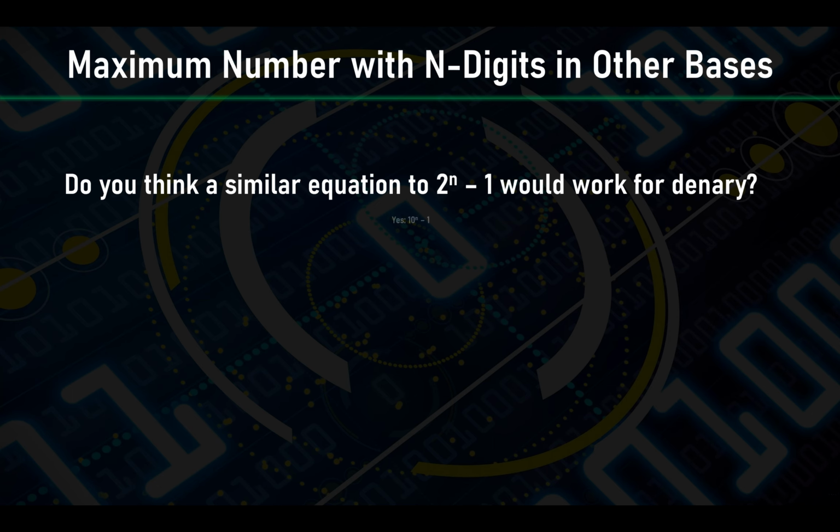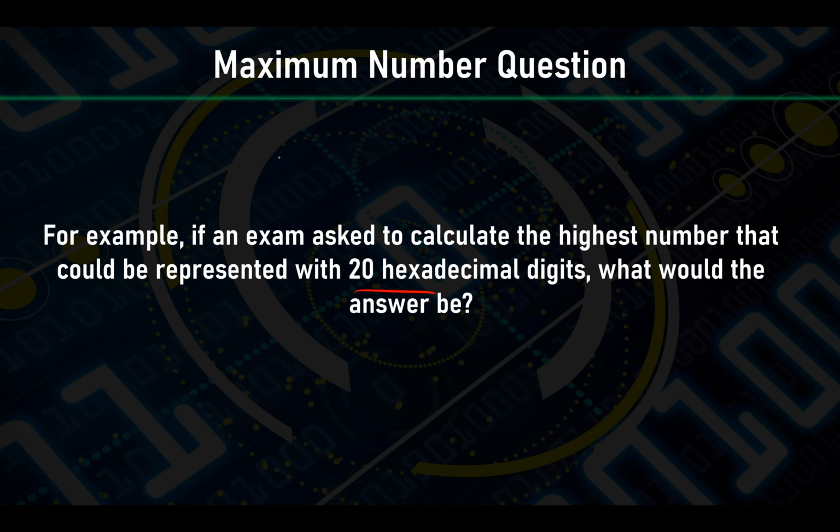Let's just skip that. Then, for example, if an exam asked you to calculate the highest number that could be represented with 20 hexadecimal digits, what would the answer be? Actually, the exam would never ask this, because it would be a huge number and the exam is a non-calculator exam. But if you think about the formula, b to the power of n minus 1, the base is 16 and the number of digits is 20, so of course it is going to be this.